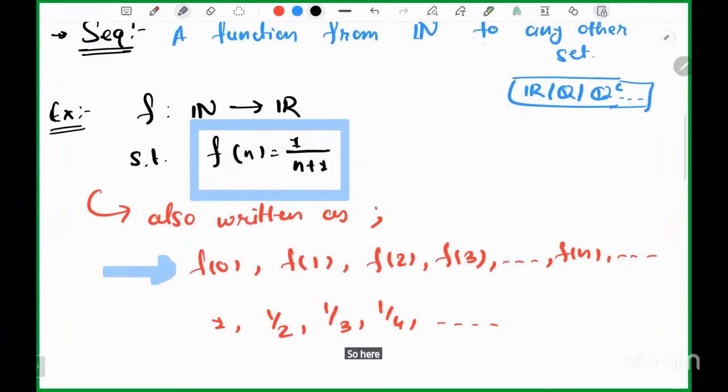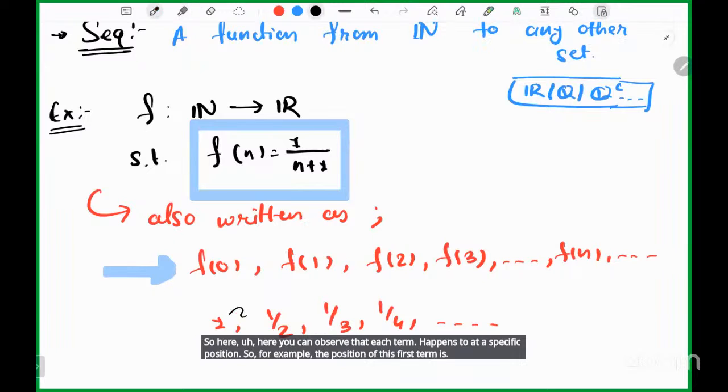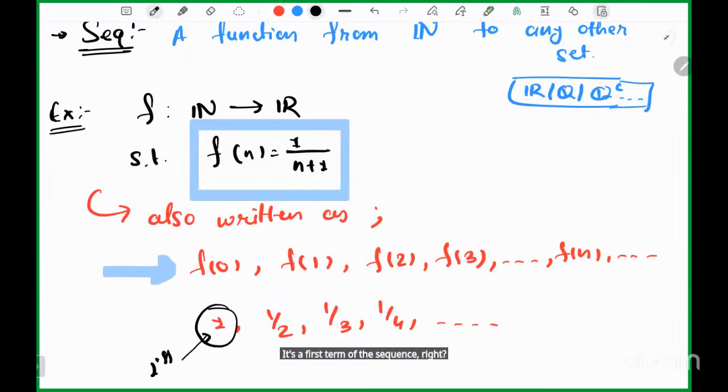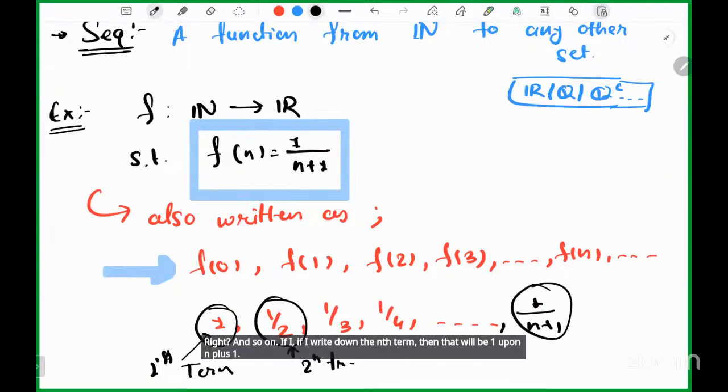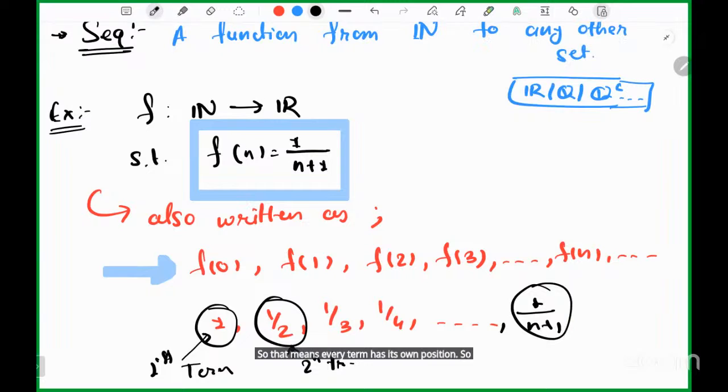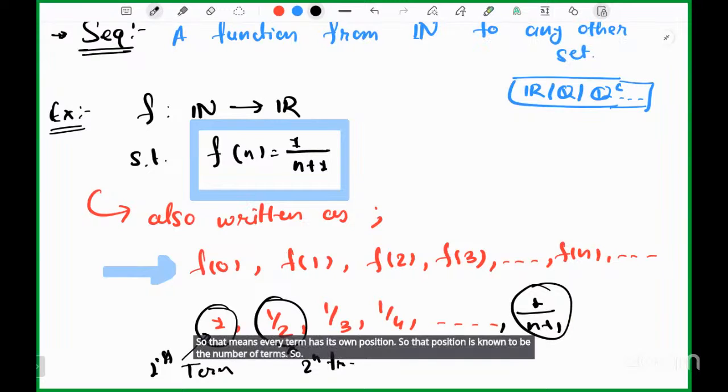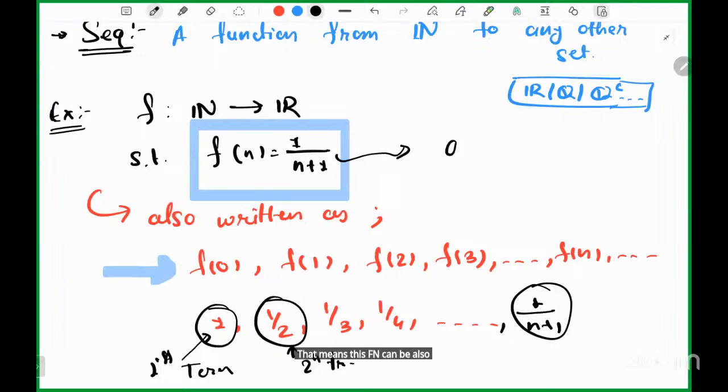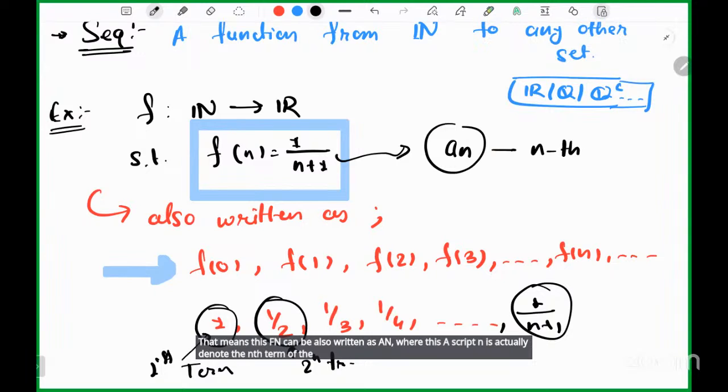So here you can observe that each term has a specific position. For example, this is the first term of the sequence, right? This is the first term. What is the position of this one? This is the second term, right? And so on. If I write down the nth term, then that will be 1 upon n plus 1. So every term has its own position, and that position is known as the number of the term. So this f of n can also be written as a sub n, where a sub n actually denotes the nth term of the sequence.